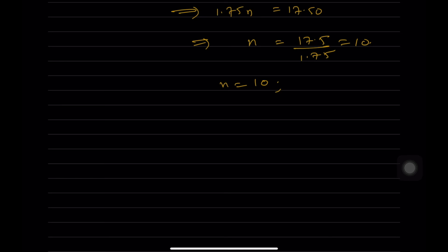So here, if in the nth week our weekly savings become 20.75, we have to find out n. In the 10th week it's going to become 20.75.